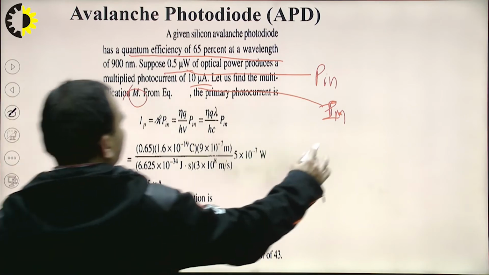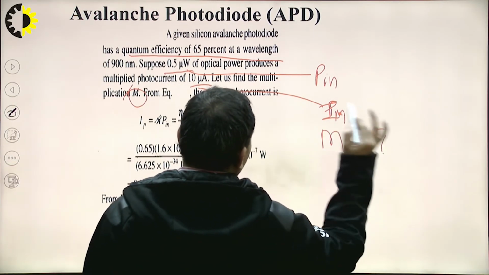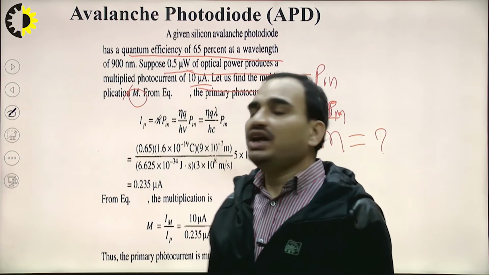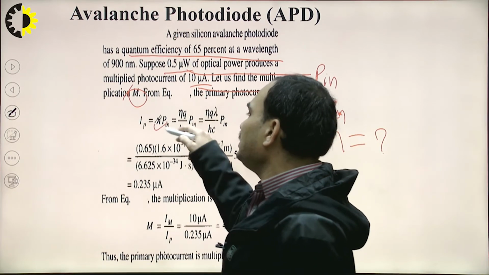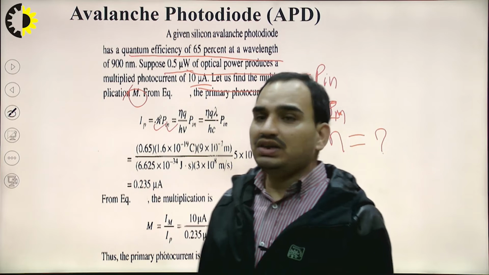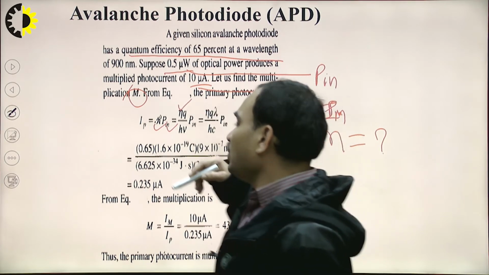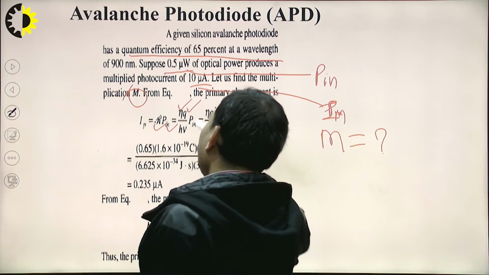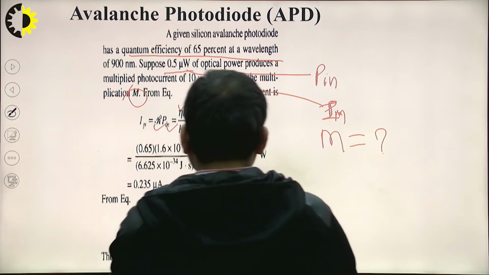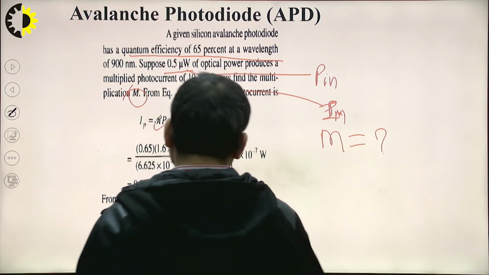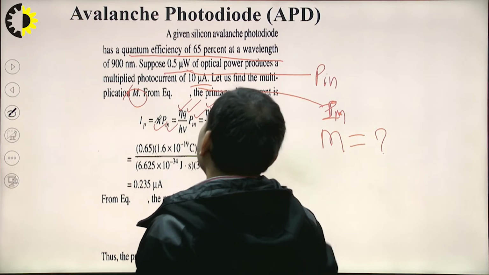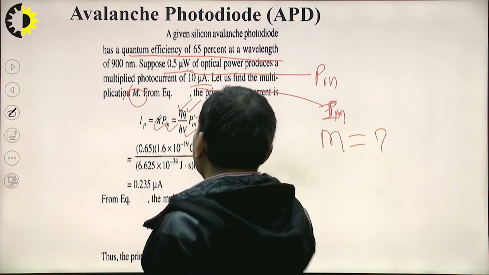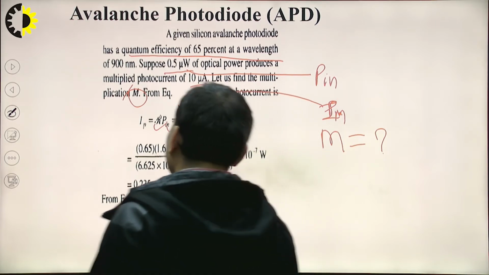So, what we have to find? We have to find M. So, for the primary photocurrent, we know the formula. It is given by the responsivity multiplied by the incident power. It is equal to the internal quantum efficiency eta multiplied by q by h nu and the incident power. So, we are having eta into q into lambda. We have substituted the value of the frequency. It is given by c by lambda, and so on, and the incident power.